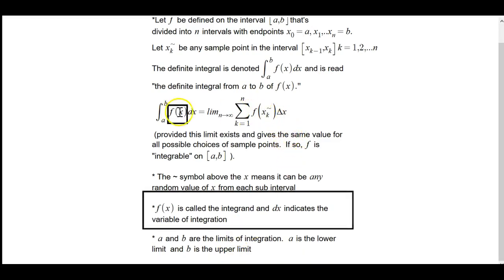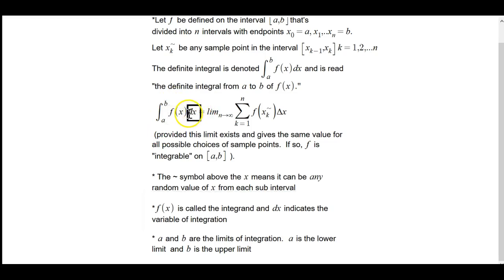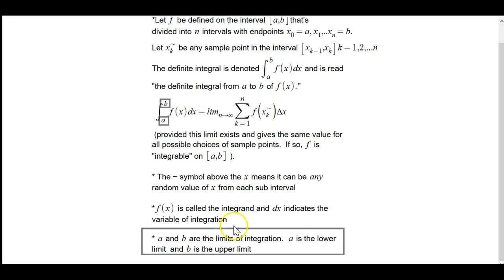So anyway, f of x itself, back in the definite integral, the function itself is called the integrand. And dx just indicates that we're integrating with respect to x, and we'll talk more about that later in the course. But that's analogous to delta x. And then a and b are called the limits of integration. a is the lower limit, and b is the upper limit.